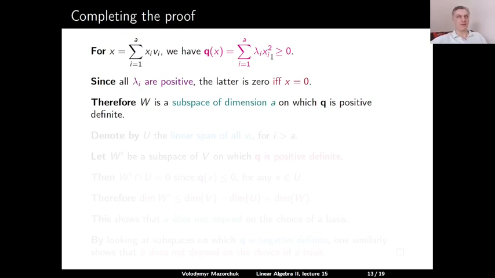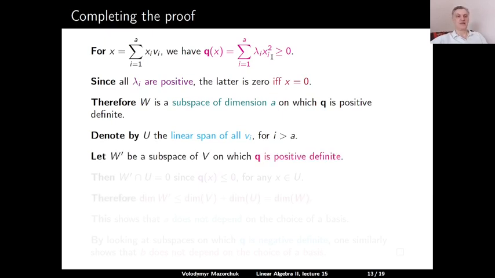So if we have A positive eigenvalues, we have a subspace of dimension A on which our quadratic form is positive definite. Let us denote by U the linear span of all Vi for i strictly greater than A. Assume now that W prime is a subspace of V on which Q is positive definite. Then the claim is that W prime and U intersect at 0.